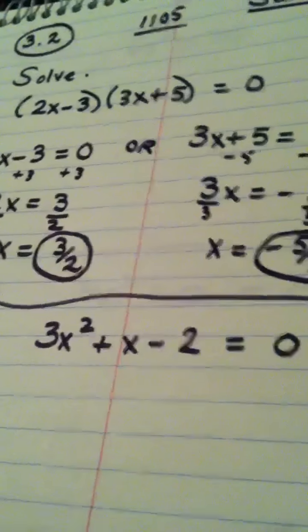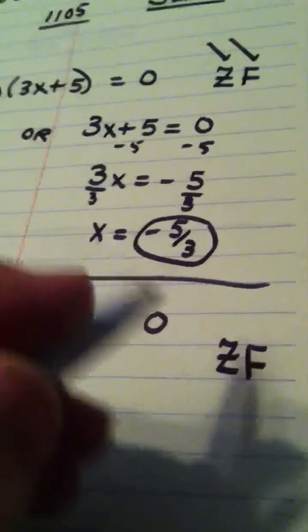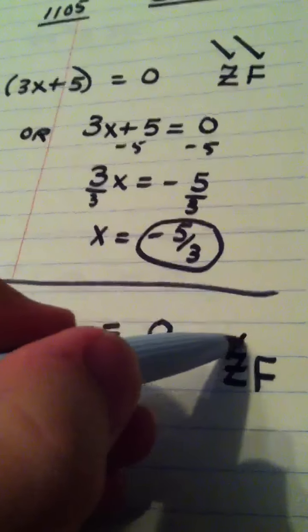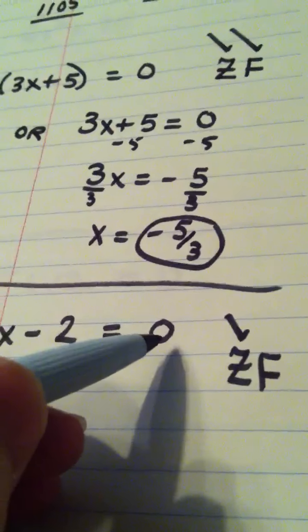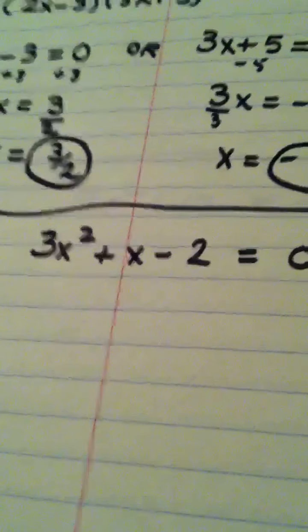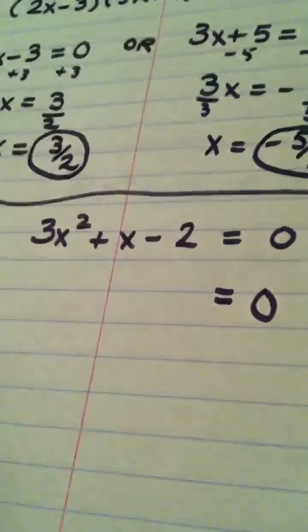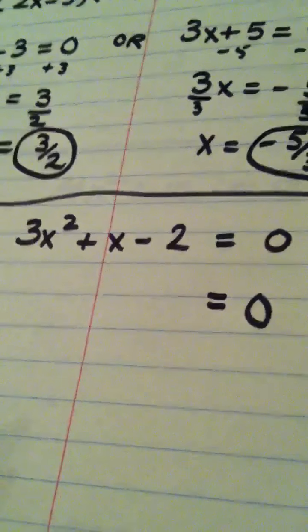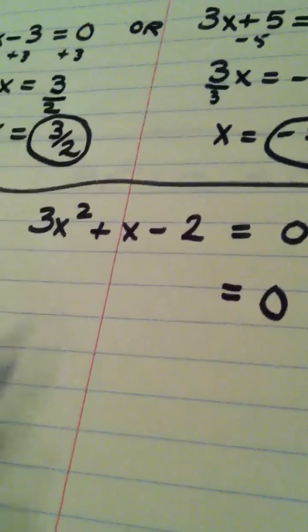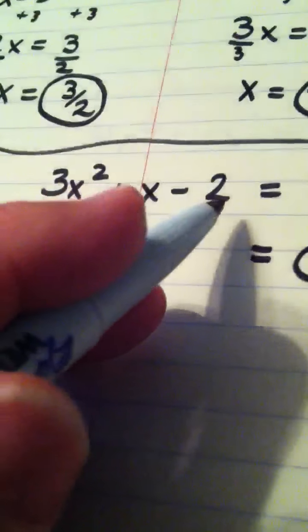I'm going to attempt to solve this by factoring. So I'm going to use again the zero factor property. One side has already been set equal to 0, but this side has not been factored. So what we need to do here is try to factor it. If it doesn't factor, we're going to have to use a different method, but we're at the very beginning of 3.2, so these are the pretty easy problems.